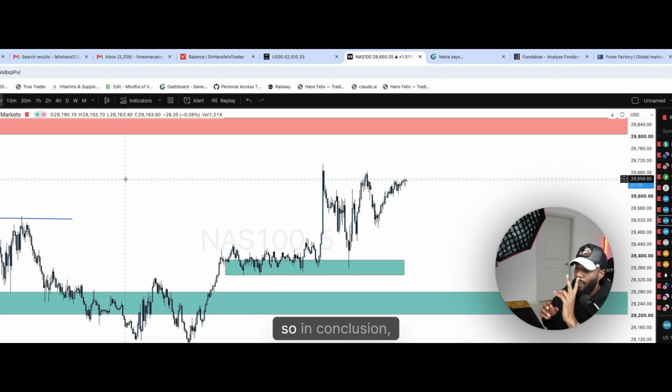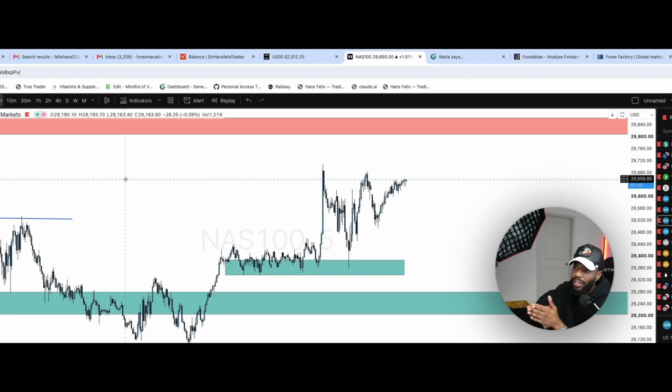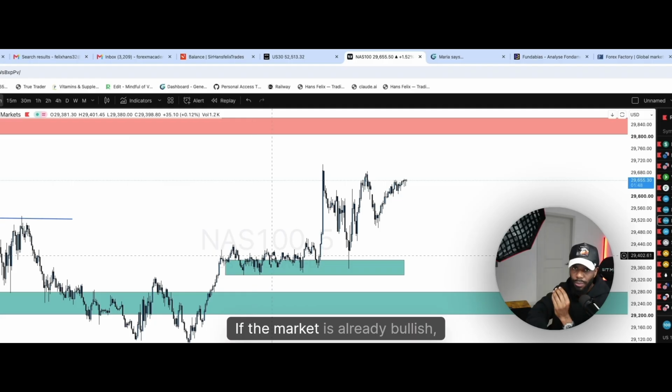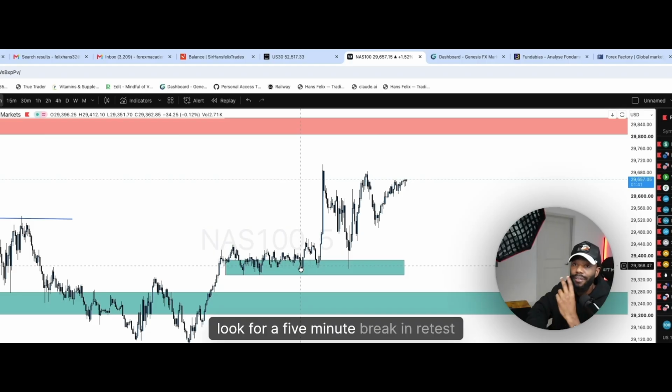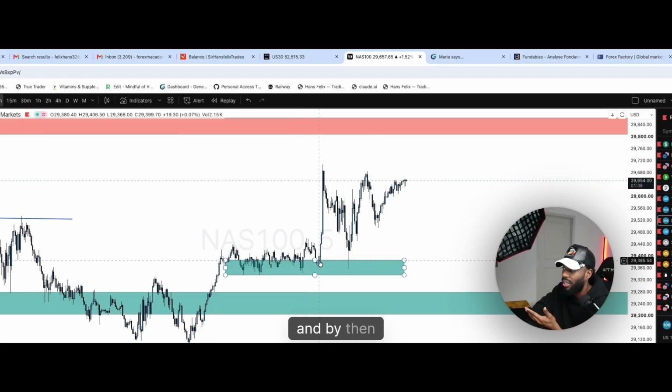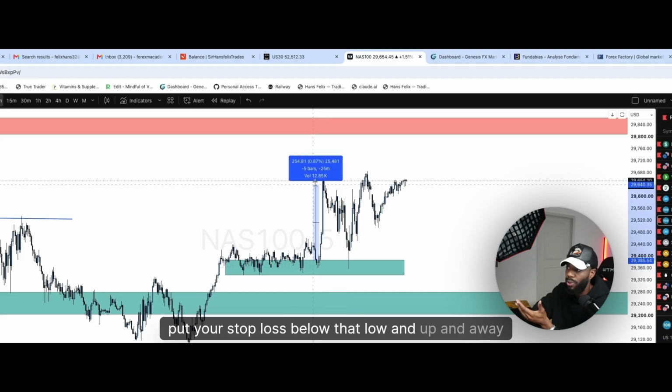All right. So, in conclusion, if you're going to trade core CPI by 8:15, target, if the market is already bullish, target the recent session low, which is London. Look for a 5 minute break and retest. And by then, make sure you have some breathing room. Put your stop loss below that low and up and away it goes.